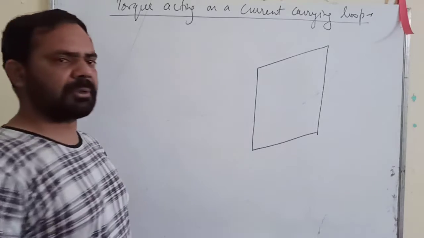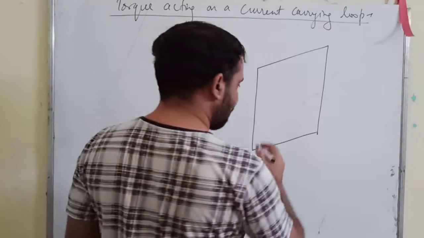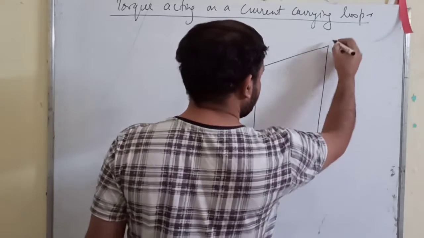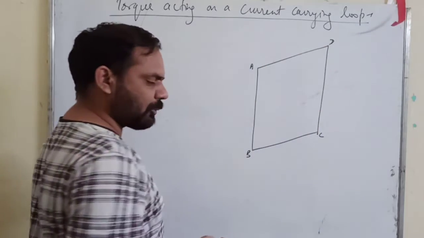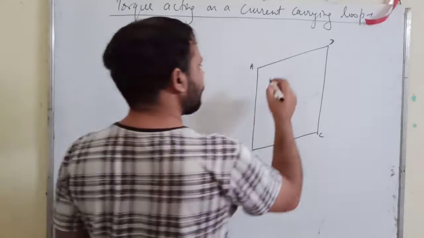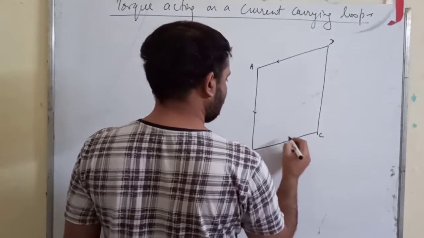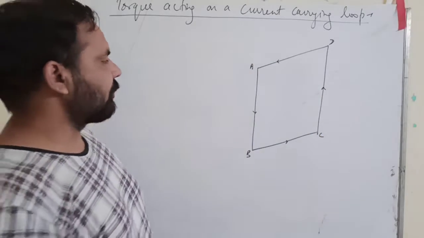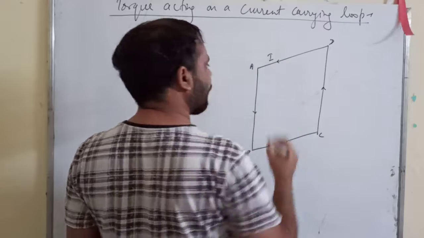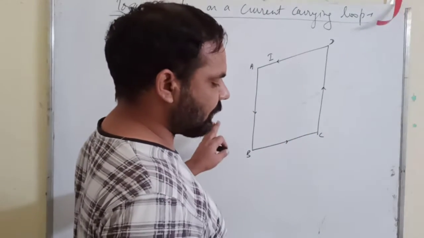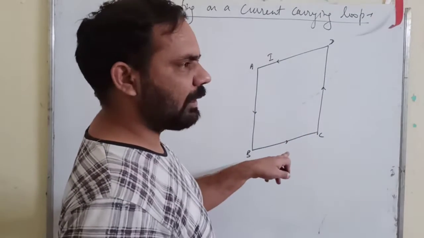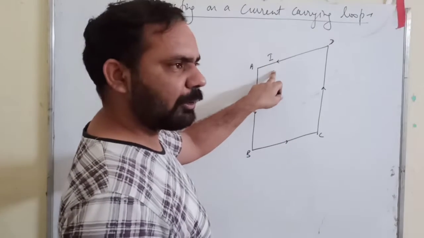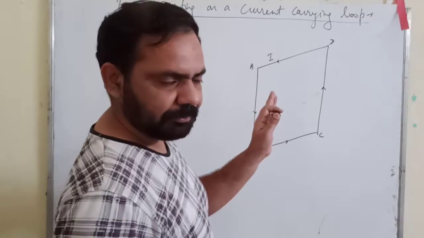This is a loop, suppose, and let us name this as A, B, C, D, and let us suppose that the current is flowing through the loop in this direction, like this. Suppose the current is I, right? Now this is a loop ABCD with current I flowing through it in anti-clockwise direction, right?